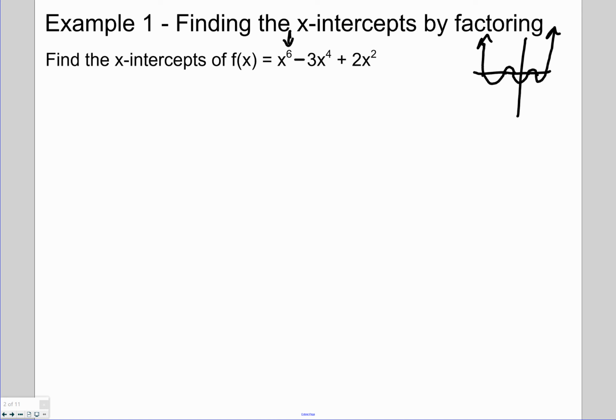On the x-axis, when we have x-intercepts, what are the y values for those? What are the y values for the x-intercepts? They're 0. So the way we're going to solve this is to set our y value equal to 0.